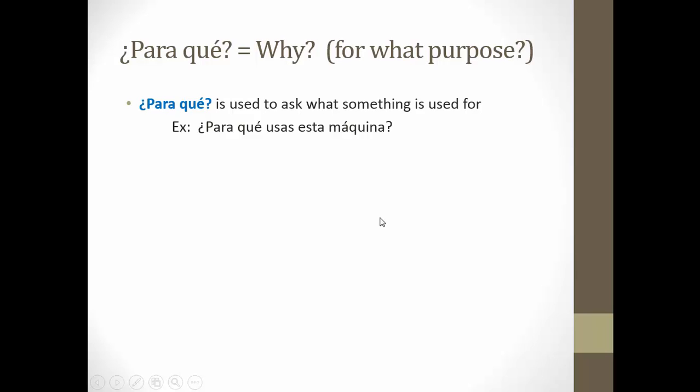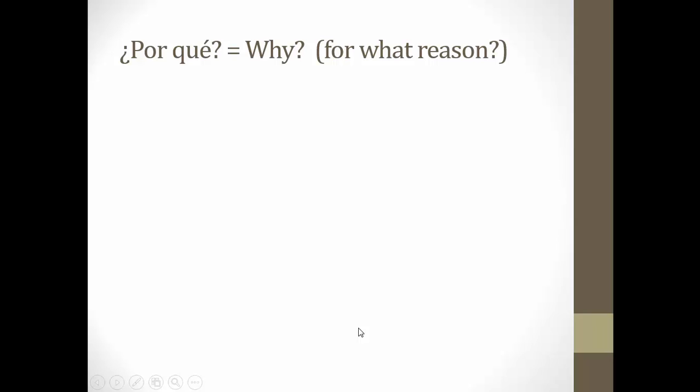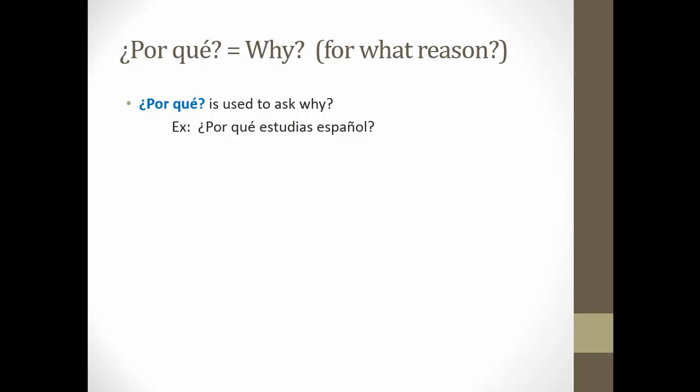Okay, so ¿para qué usas esta máquina? What do you use this machine for? Well, I use it to repair jewelry. La uso para reparar joyas. Okay, next up on your list you see por qué, which means why, as in for what reason. Okay, ¿por qué estudias español? Why do you study Spanish? Lo estudio porque quiero viajar. I study it because I want to travel around.